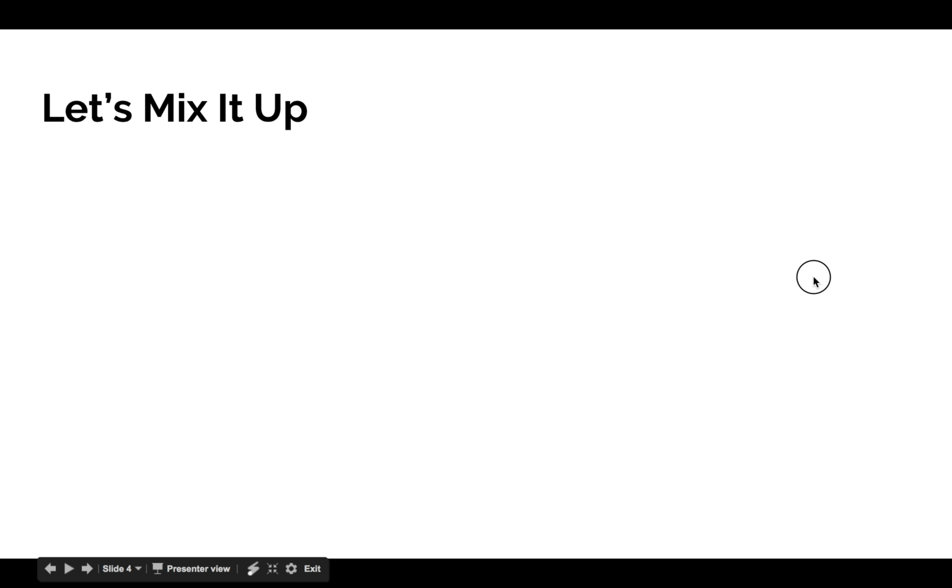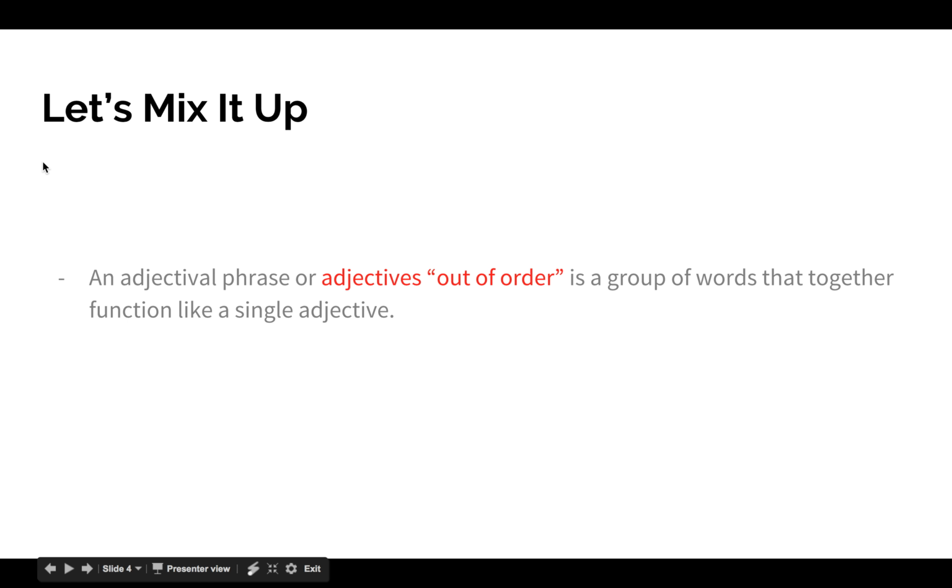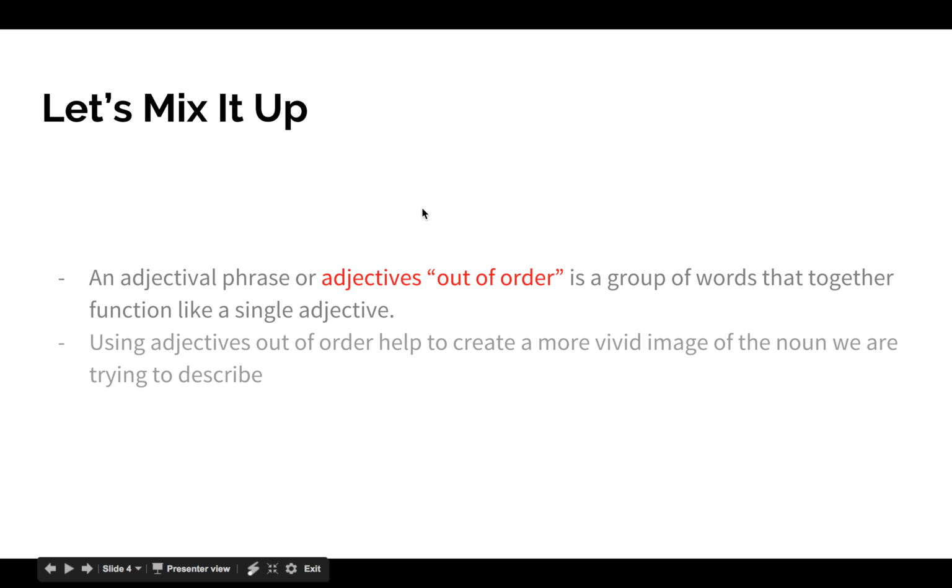So now we're going to mix it up a little bit. An adjectival phrase, or adjectives out of order, is a group of words that together function like a single adjective. We use adjectives out of order to create more of a vivid image of the noun that we're trying to describe. But instead of creating a really long list of adjectives before the single noun, we're going to move the adjectives to a different side of the sentence.